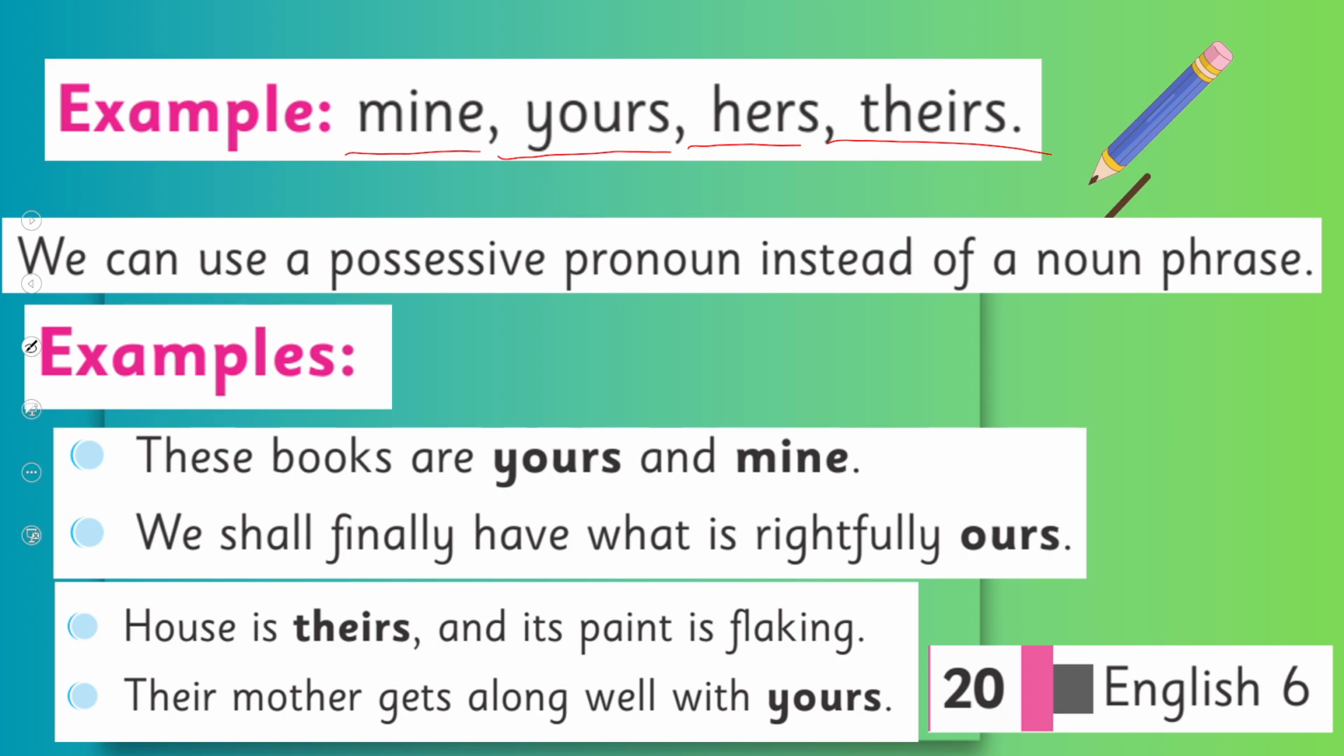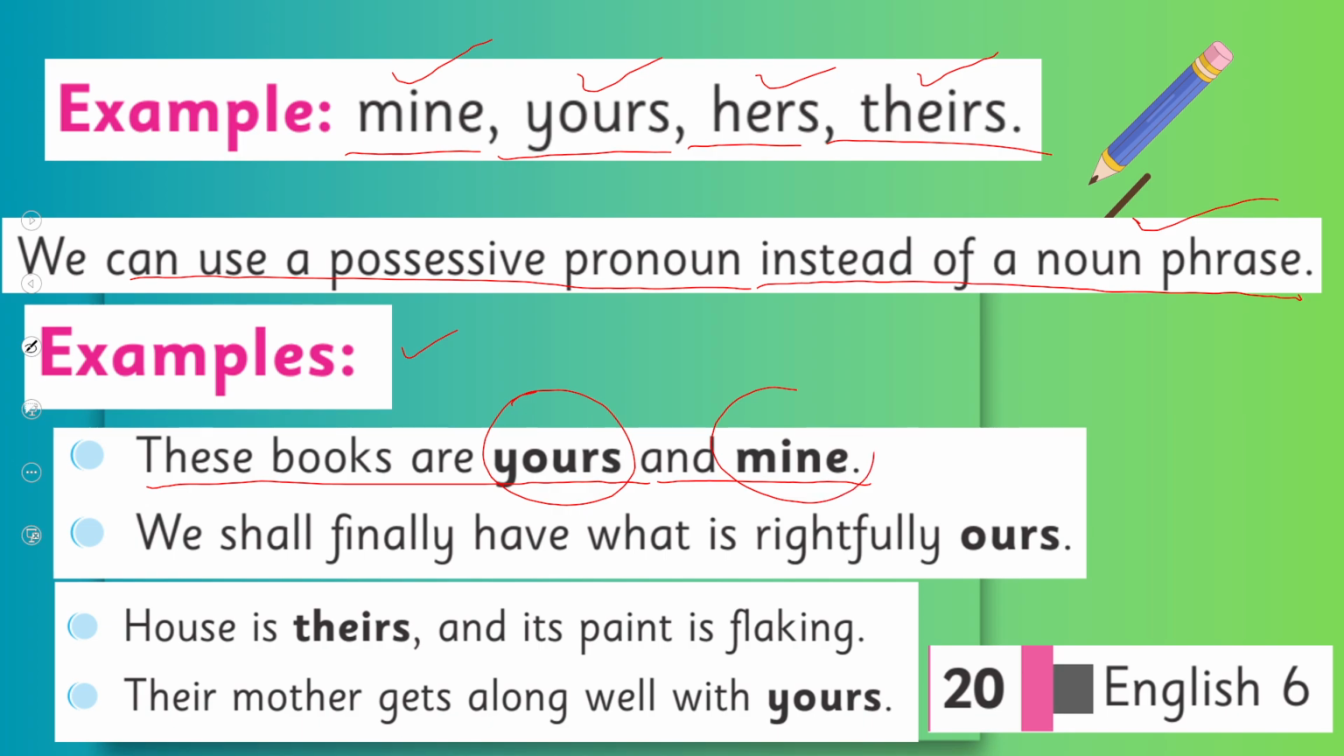Possessive pronouns are used. This is showing possession to me as a first person. Yours, hers, theirs. They indicate ownership, referring back to the noun or the pronoun used before. We can use a possessive pronoun instead of a noun phrase. For example, these books are yours and mine. Now yours and mine are showing possession of the books here. They're talking about the subject.